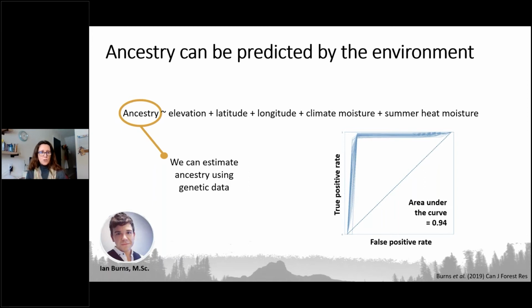developed a really strong prediction for ancestry. So if we look at elevation, latitude, longitude, climate moisture, and summer heat moisture, we can predict what species will be on the landscape and what level of ancestry it has. And so I've just shown you here the model metrics showing the area under the curve, and this is a very excellent model with a really high predictive success.